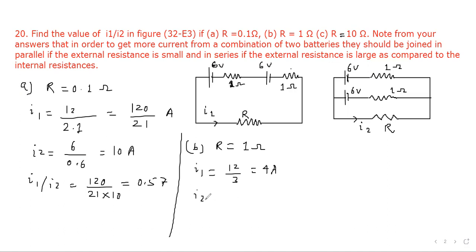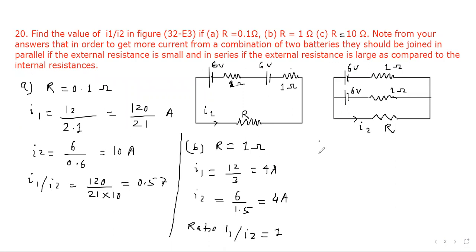And for I2, these two will give 0.5 ohm, and this is 1 ohm, so 1.5 total. So 6 divided by 1.5 will give 4 ampere. So the ratio I1 to I2 will be equal to 1.